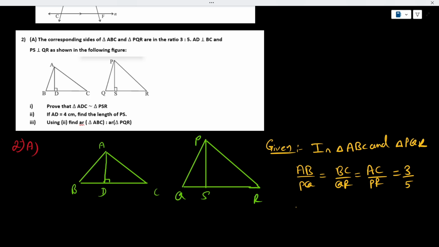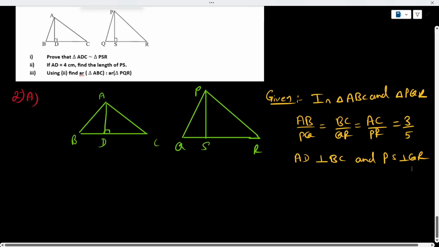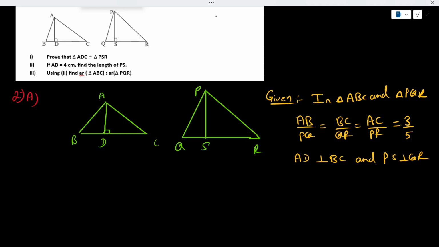Other than that, what else is given? AD is perpendicular on BC and PS is perpendicular on QR. So every time you will start with writing what is given. Now what is to prove here? Because the given part is done, your figure is drawn. So let us continue with writing to prove here.